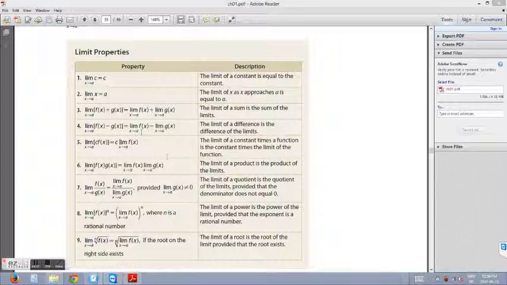Now, if you have a limit of a function that has a constant out front, then you can simply pull that constant out front and take the limit of just the function. We'll take a look at this a little bit further. Some of these will become obvious and you'll get used to using them.